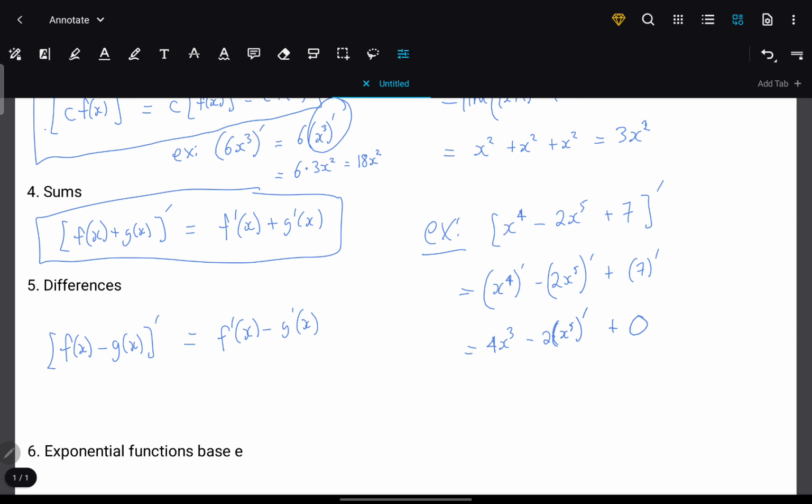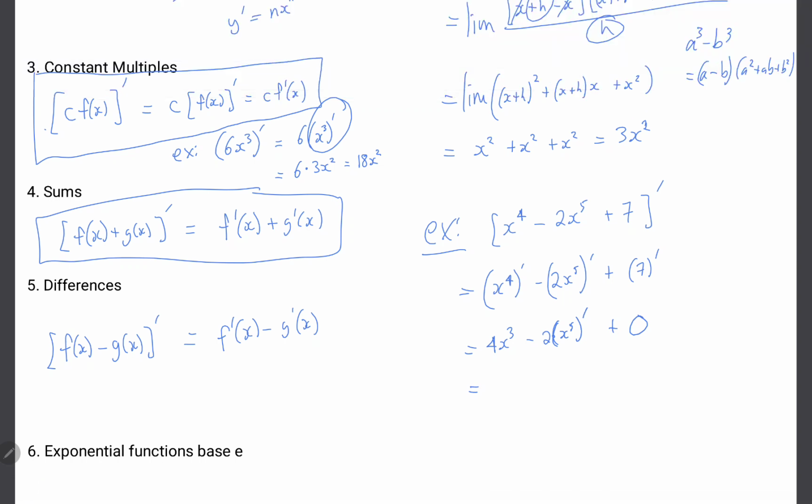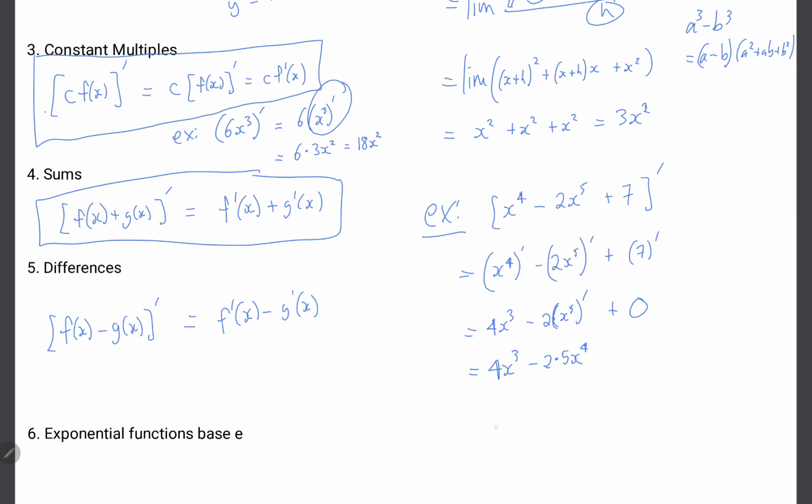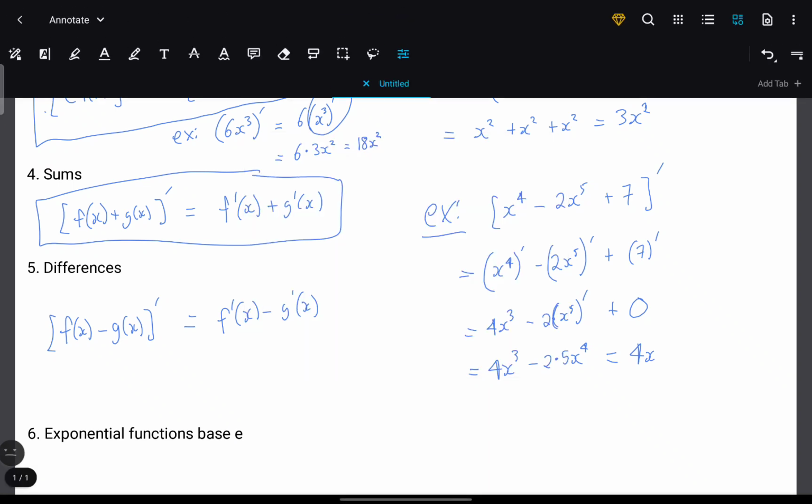This is my first rule I gave, the constant rule, where the derivative of a constant is 0. Okay, last thing I need to do is do the derivative of x to the 5. And that'll be 4x cubed minus 2 times, now the 5 comes down. I subtract 1 from the exponent. And that's that. My last step will be just to clean this up. I get 4x cubed minus 10x to the 4.